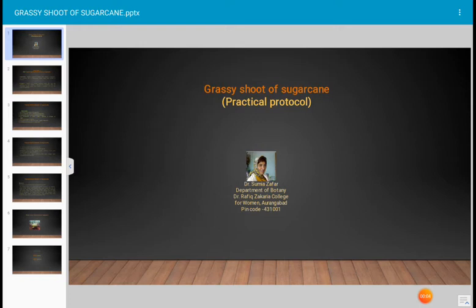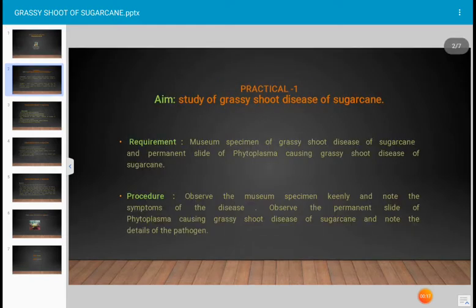Today's topic for discussion is a practical protocol of plant pathology. And today's disease for discussion is grassy shoot disease of sugarcane. It is one of the very common diseases of sugarcane which causes losses of the sugarcane crop. What do we require for the practical purpose?